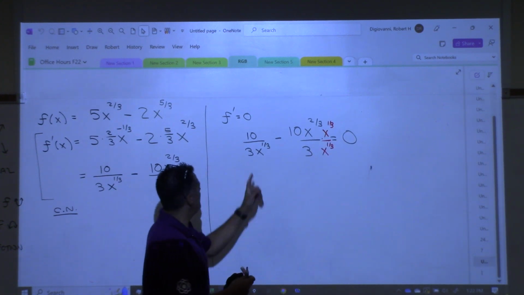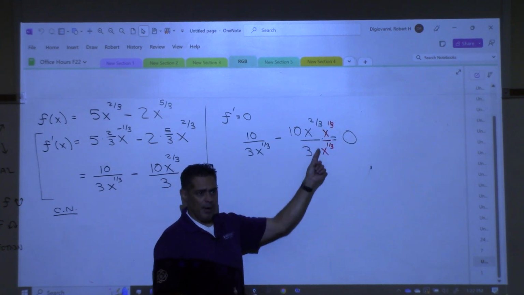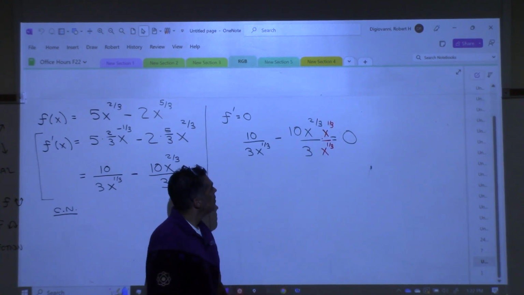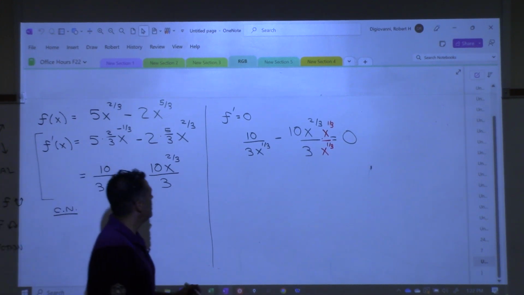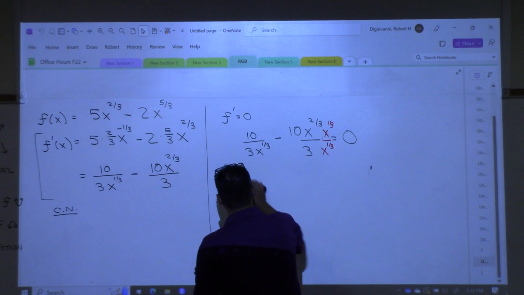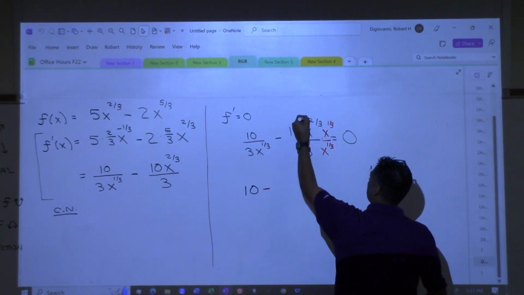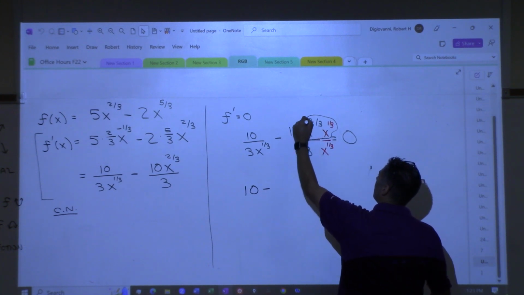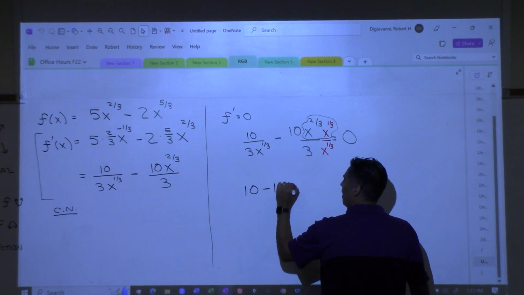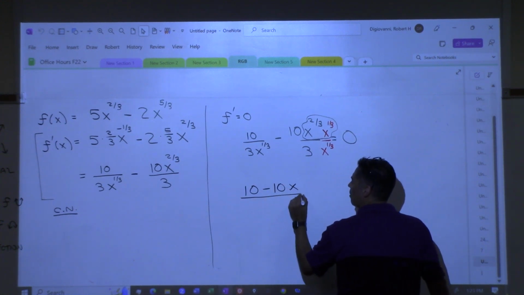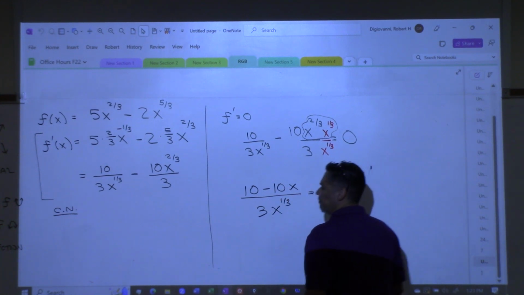I already have a 3. I have 3 here, x to the 1/3. I had a 3 here. I just need x to the 1/3, top and bottom, right? And that's actually going to be really nice because what I get on top there, 10 minus, and these two together is what? 1. X to the 1, right? Which is just x. So 10 minus 10x over your common denominator, 3x to the 1/3 equals 0.